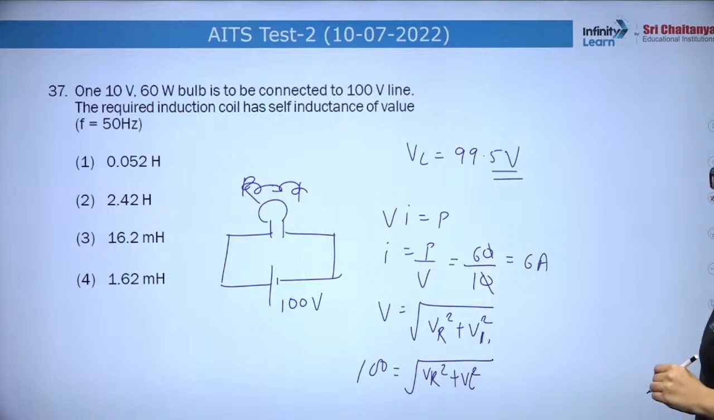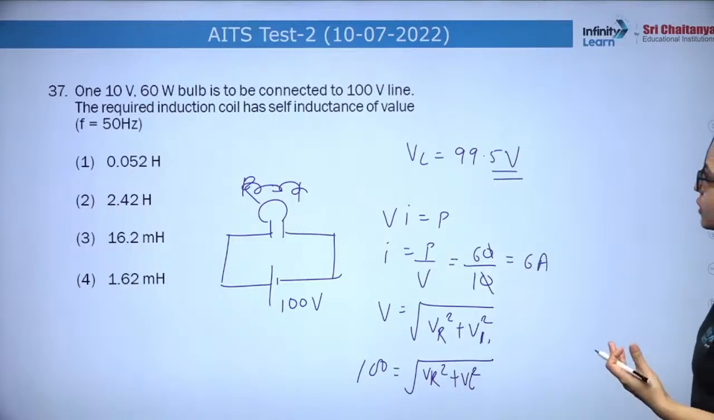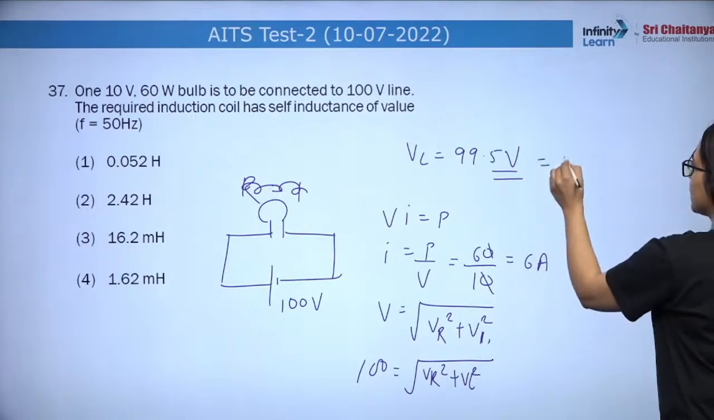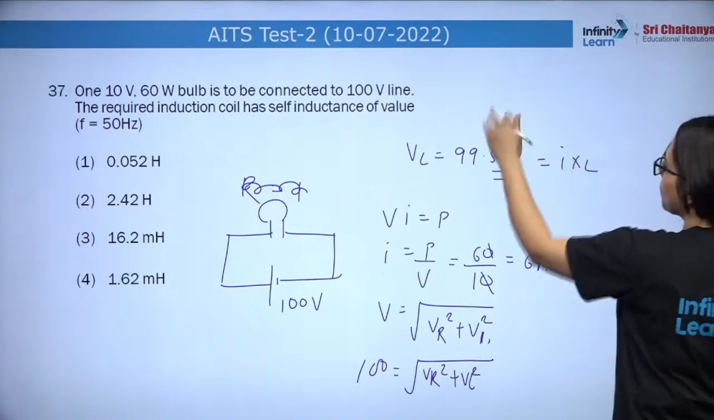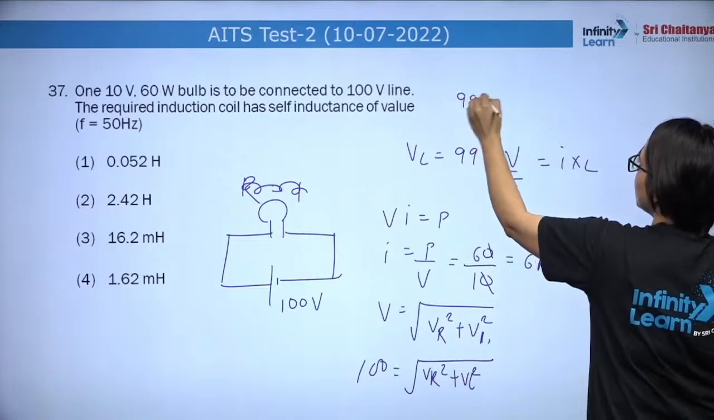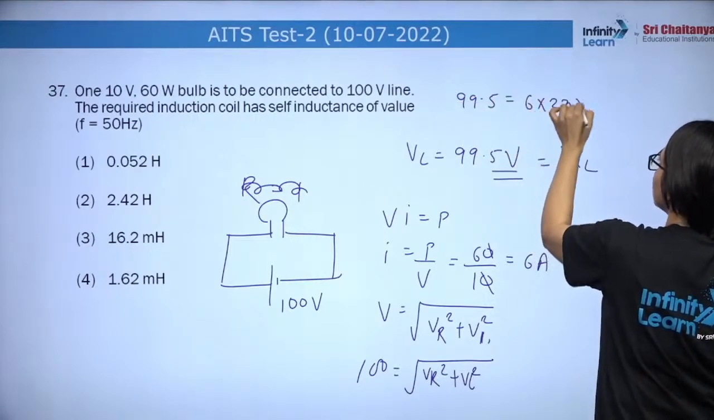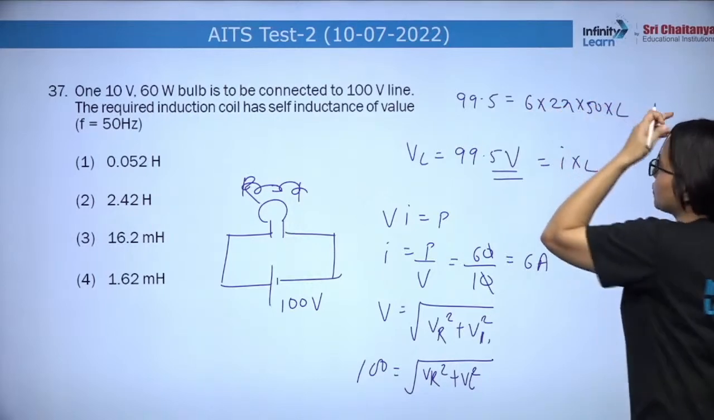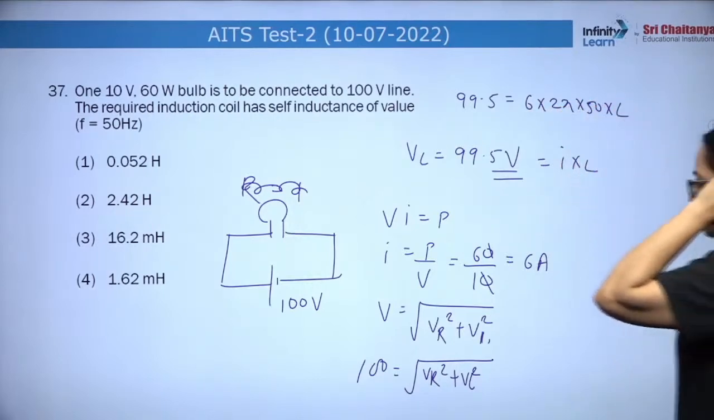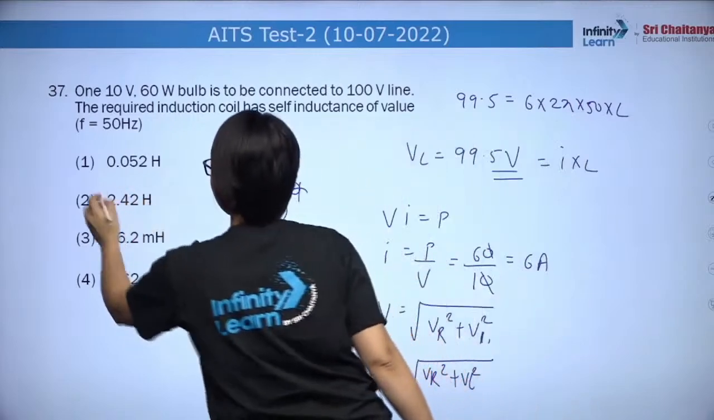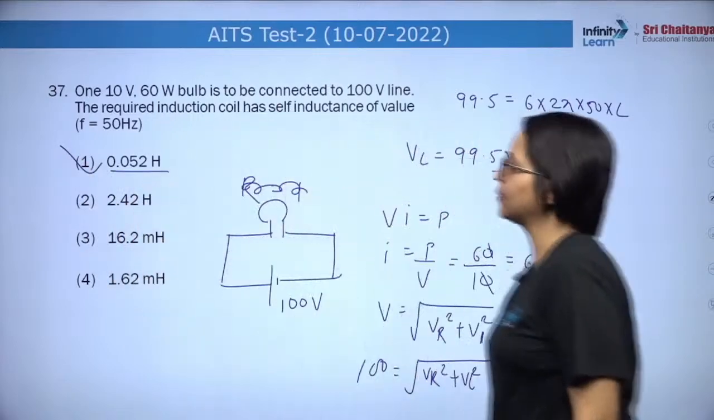Okay, now we need to find the value of self inductance. So VL is I XL and XL is 2 pi F L. So 99.5 is equal to I, that is 6 into 2 pi, F is 50 into L. So after solving this one, you will get the value of L as 0.052 Henry, which is option 1.